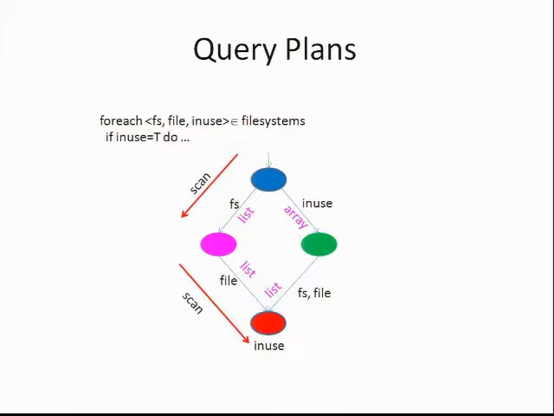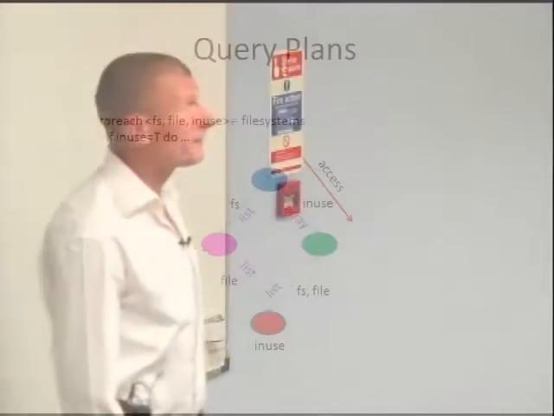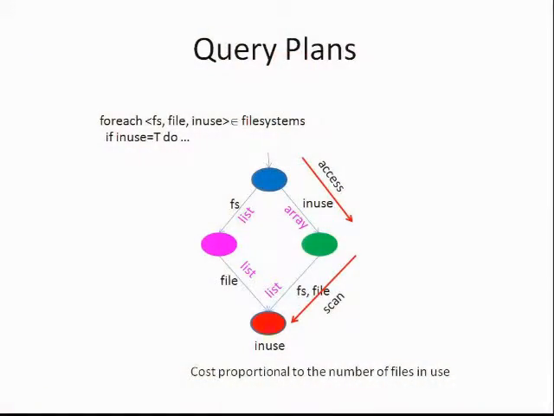Our heuristic tells us that the cost is proportional to the number of files. We can take the other side, take the access, and take the scan, and this tells us that the cost is proportional to the number of files in use. So we prefer the second one, because it has a cheaper cost.